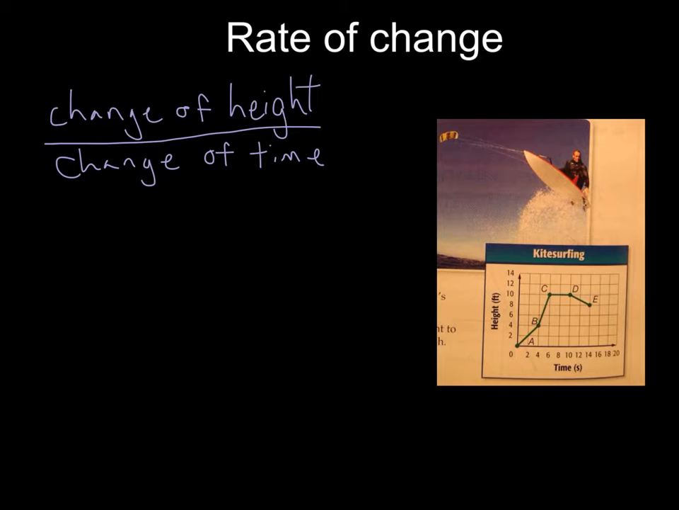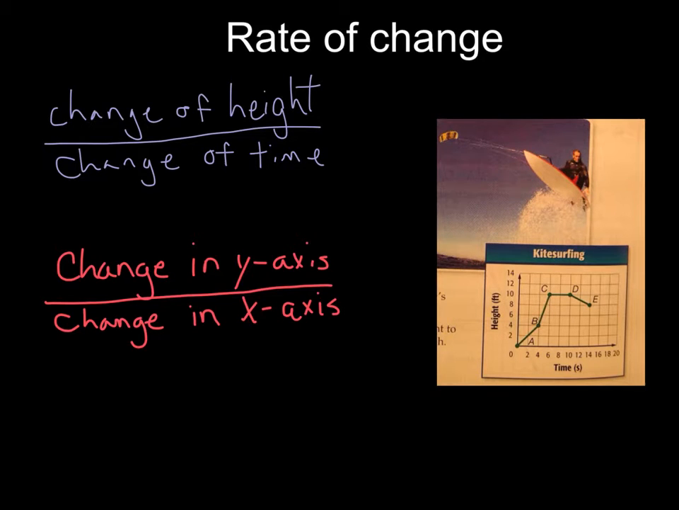The thing to remember when doing rate of change problems is that you will always put your change in the y-axis on top and your change in the x-axis on the bottom. Later in this unit, we'll call that change in the y-axis the rise, and we'll call that change in the x-axis the run. We'll explain more about that later in this unit. But for now, just know that when you're doing rate of change, the change in the y-axis is always on top, and the change in the x-axis is always on the bottom.